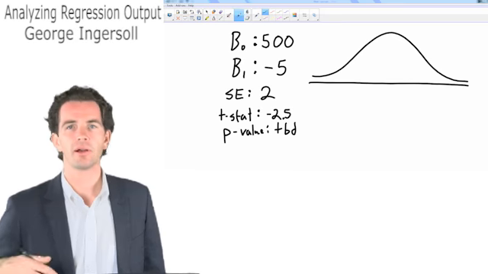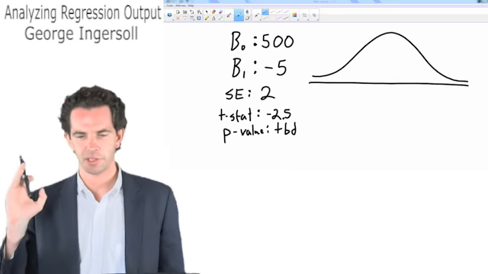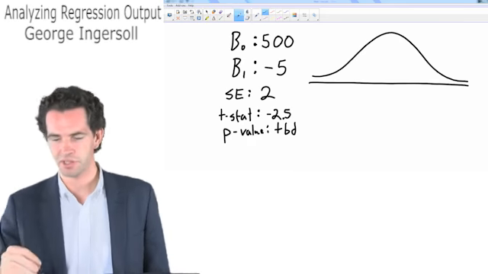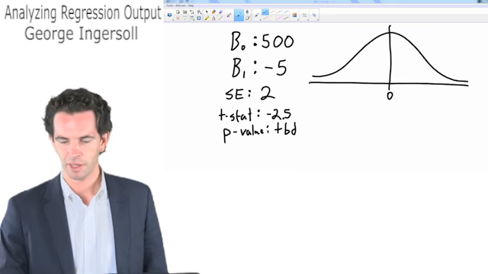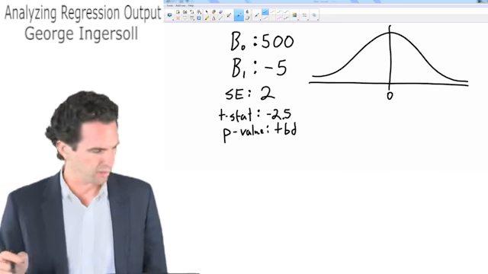Our null hypothesis never changes. It's always going to be the same. The null hypothesis is always going to be that B1 equals 0. And our alternate hypothesis is also never going to change. Our alternate hypothesis is always going to be that B1 does not equal 0. And we're always going to do sort of the same hypothesis test, looking around 0.